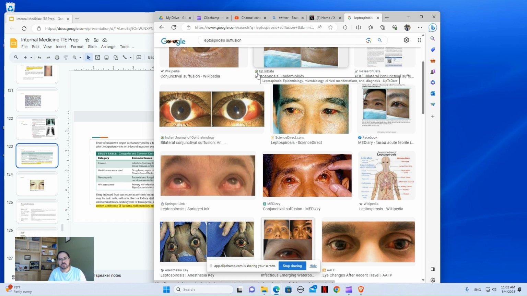HIV patients are a different category. You think more about opportunistic infections, Mycobacterium avium, atypical Mycobacterium, Cryptococcus, and other opportunistic infections.